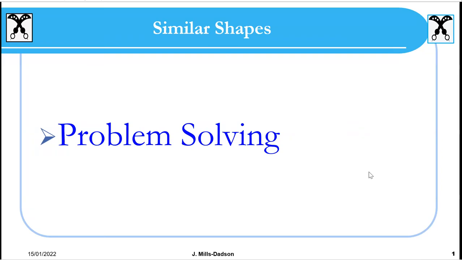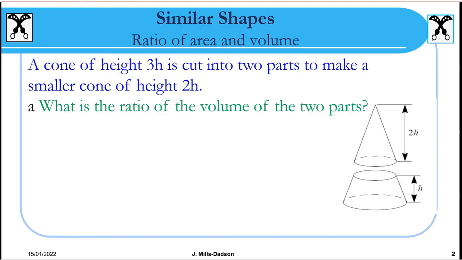This is the final lesson on similar shapes, and I've decided to go through some problem-solving questions involving algebra, and this is mainly for those doing higher. In this question, we have a cone of height 3h, and it's cut into two parts to make a smaller cone of height 2h. What is the ratio of volume of the two parts?